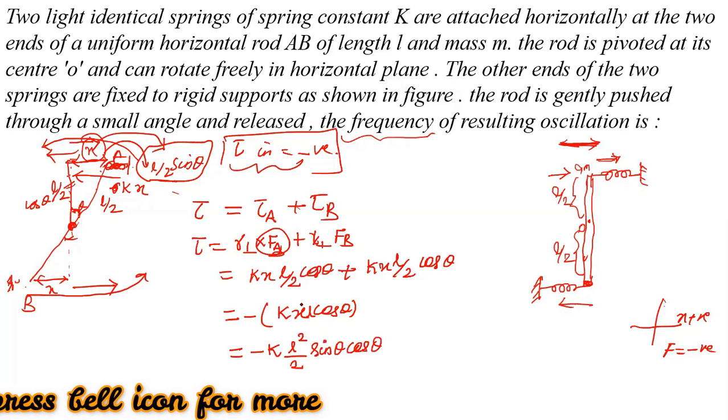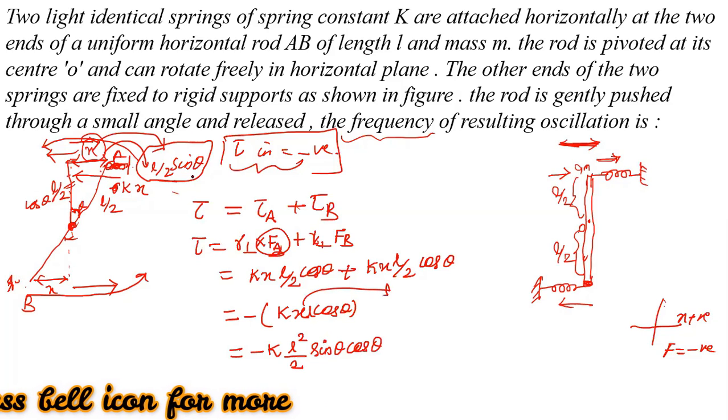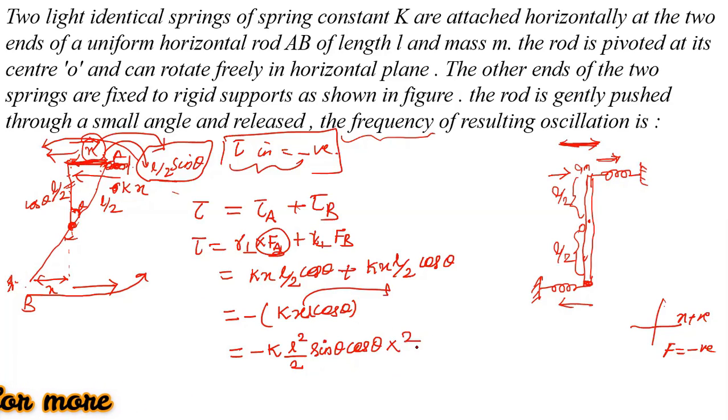You understand? Instead of x, I have replaced it with L by 2 sin theta, because this distance is what we take as x. So this much is compressed, and that is what comes as kx. Replacing x with L by 2, if we multiply by 2 and divide by 2, we get 2 sin theta cos theta, which is sin 2 theta. So that means minus k L square by 4 sin 2 theta, right?